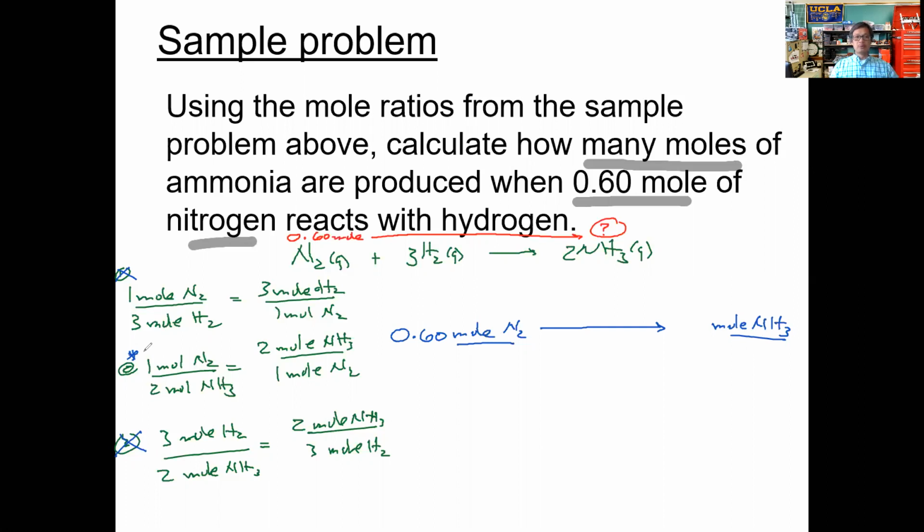So the question then is, will we use the first ratio or will we use the second one? Which one will we plug in? Well, we start out with nitrogen. We want to end up with ammonia, and so we want to use the particular ratio that will allow us to cancel out nitrogen and to get ammonia, and this is the one we have. Plugging it in, we have 2 moles of ammonia and 1 mole of nitrogen, so we get our answer as being 1.2 moles of ammonia, and that's our answer.